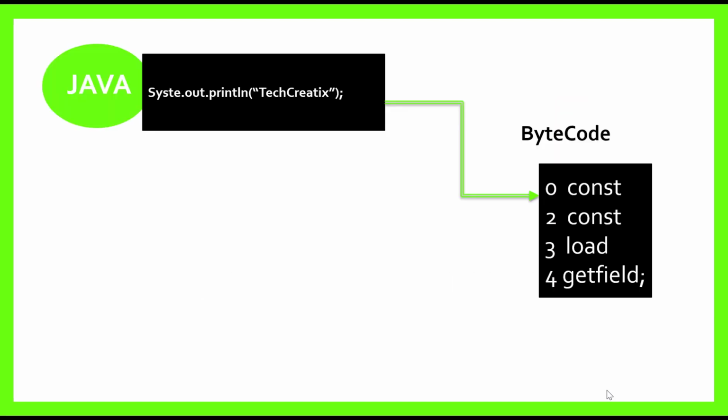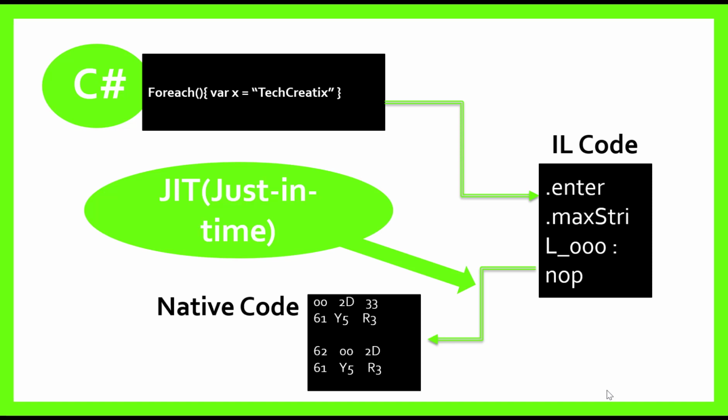So when Microsoft was designing the C Sharp language, they came up with an idea that is just like Java compilation. So what happens in Java compilation? When a compiler compiles code, it converts it into bytecode or intermediate language. Similarly, in C Sharp, when we compile our C Sharp code, it converts into intermediate language code.